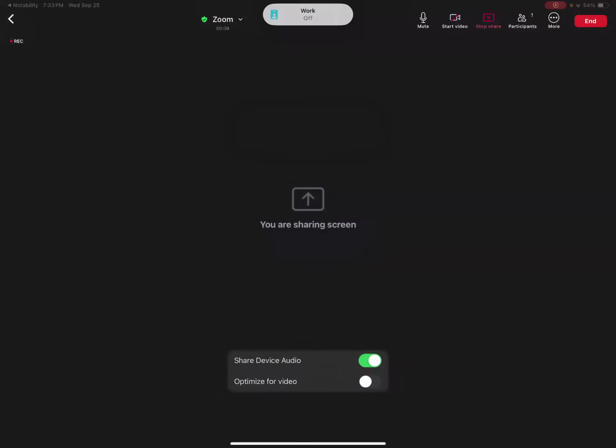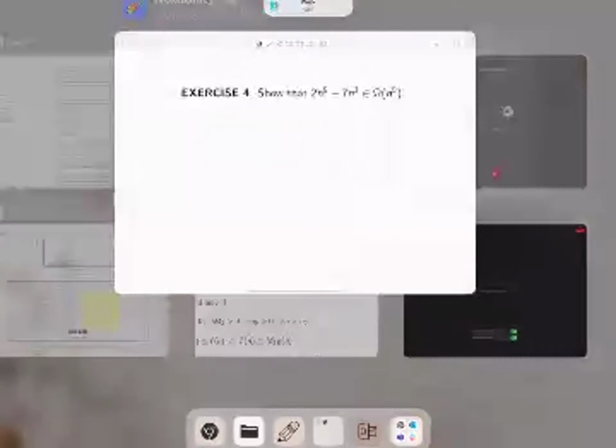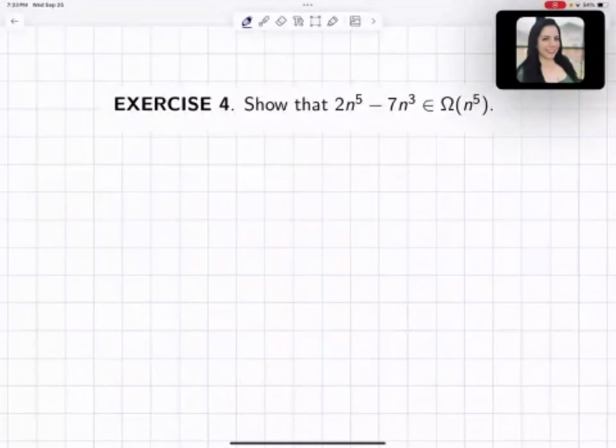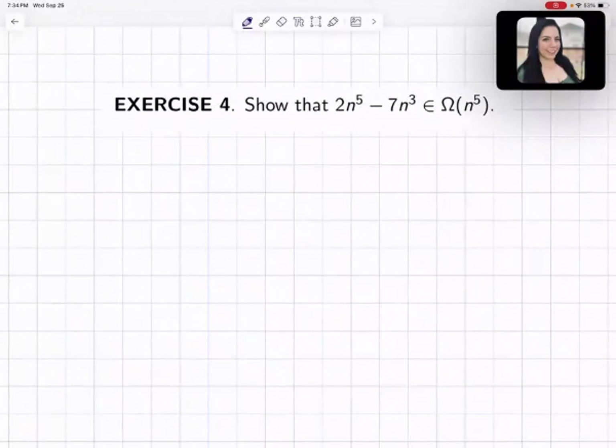Hello, all, and welcome. We're going to get started with our next example. This example in asymptotic analysis is going to be how we show that 2 times n to the 5 minus 7 times n cubed is in big omega of n to the 5.